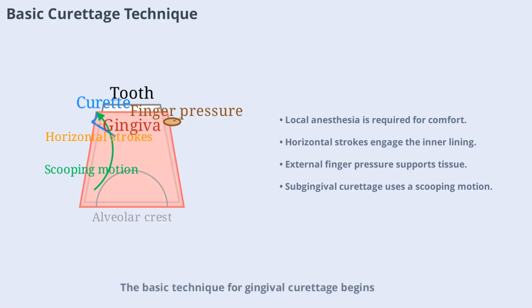The basic technique for gingival curettage begins with local anesthesia to ensure patient comfort. Using a curette, horizontal strokes are applied to engage the inner lining of the gingiva. External finger pressure may be used to support the tissue during the procedure. For subgingival curettage, a scooping motion is performed from the pocket bottom toward the alveolar crest, effectively removing diseased tissue. These steps are fundamental for achieving optimal results.